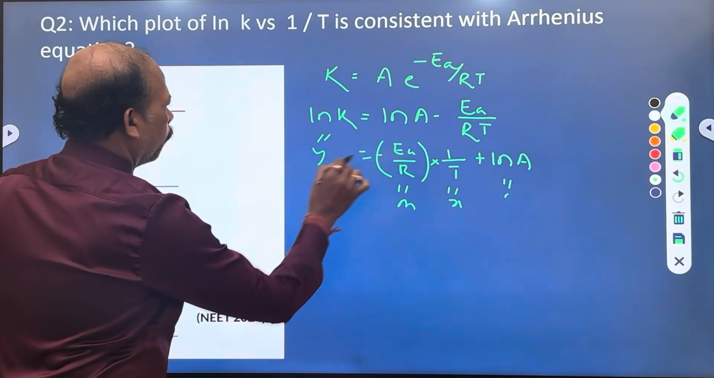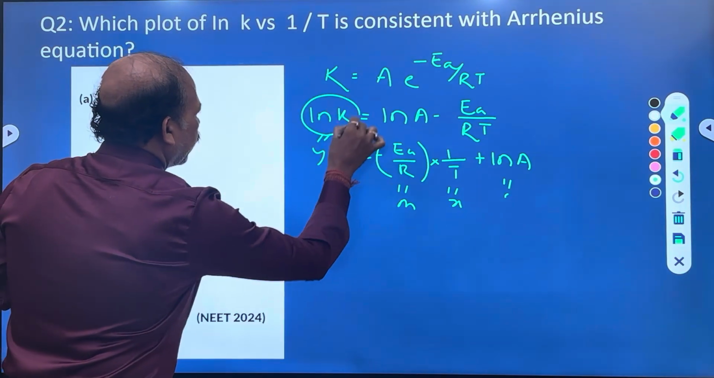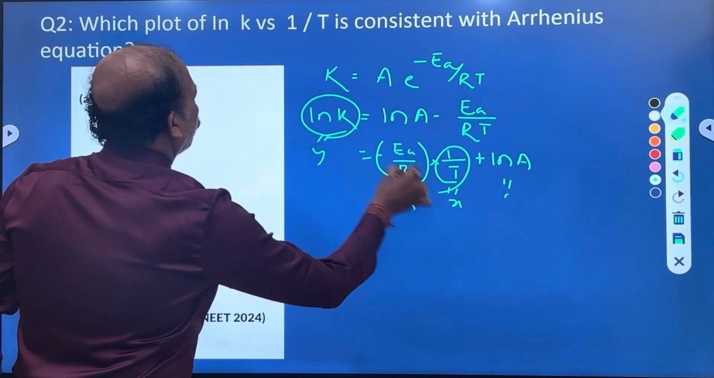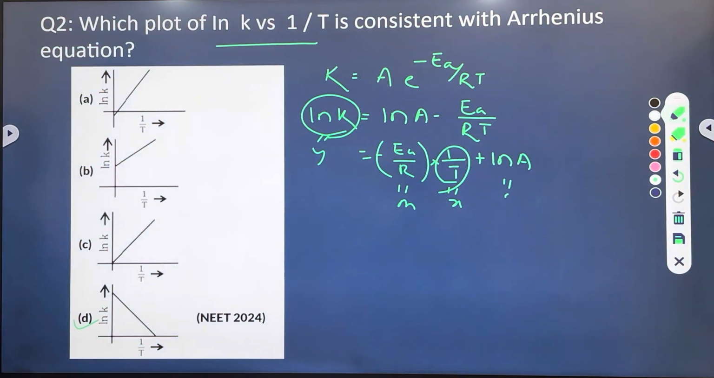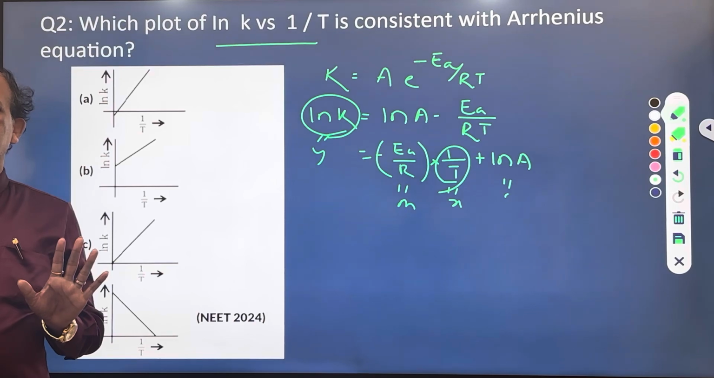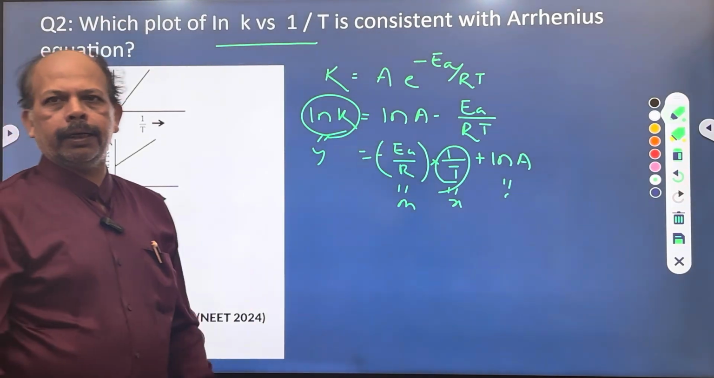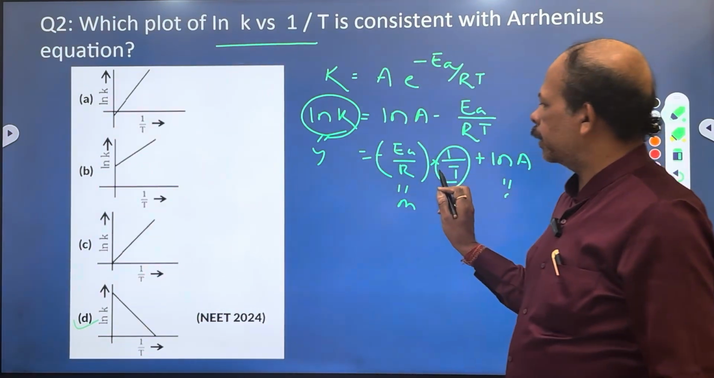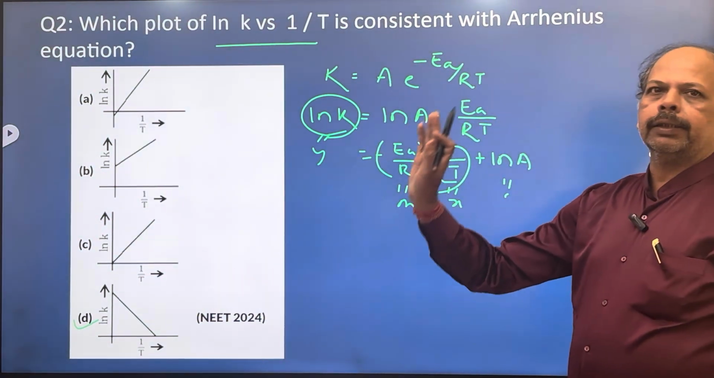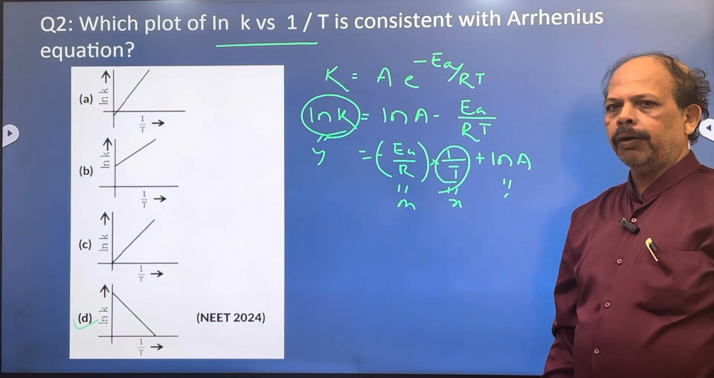Minus EA by R, slope is negative. We are taking the graph between ln K and 1 by T. In the question, we are taking the graph between ln K and 1 by T. So, the answer will be D. Now, it will cost no minutes. It will take only a fraction of a second to know the graph, that is, slope is negative, means the graph will be like this. This is D. Now, is it correct?